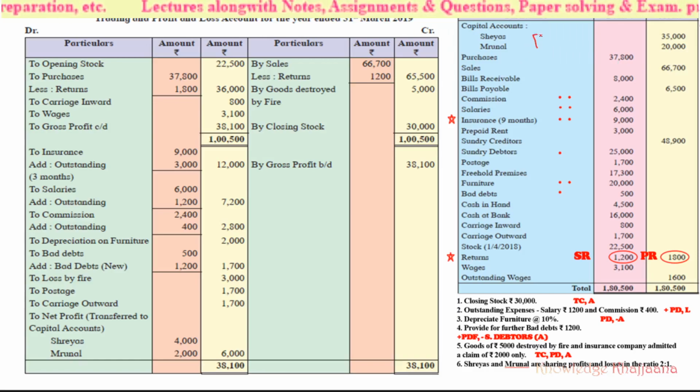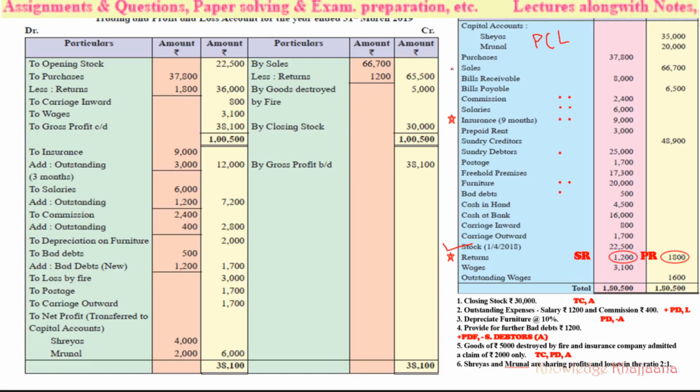Partners' capital is a liability. Okay, then first of all we start with the opening stock. Opening stock, that is 22,500. We will make the mark. 22,500 is the opening stock.